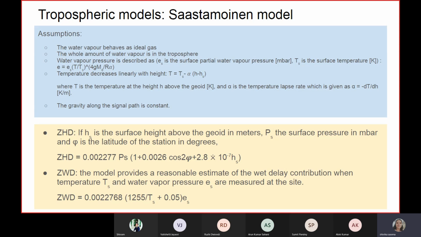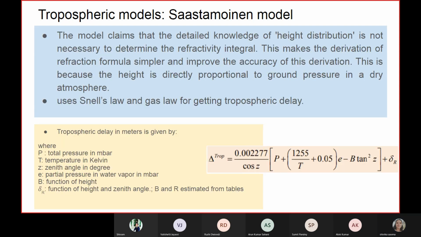This model is not very popular to compute ZWD. That is why we compute ZHD from the Saastamoinen model, and we subtract this value from the ZTD to get ZWD, rather than using this equation that is mentioned here, which uses temperature at the surface as well as water vapor at the surface. So subscript S here represents at the surface. This is the total ZTD equation.